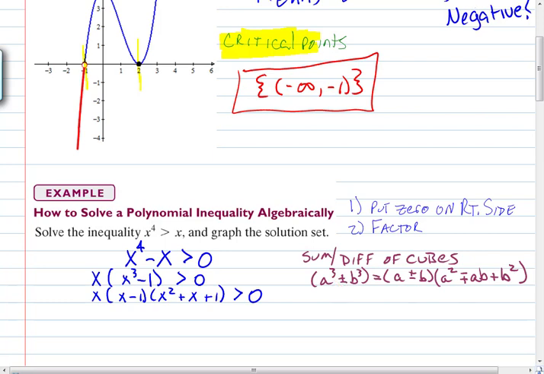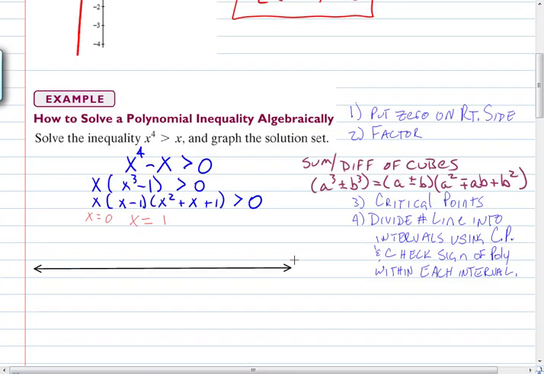The next step then, step 3, is to find your critical points. So here our critical points are going to be at x equals 0 and x equals 1. Those are our critical points. After we've identified those, then we want to divide the number line into intervals. Here's our number line. We're going to divide it at x equals 0 and at x equals 1.